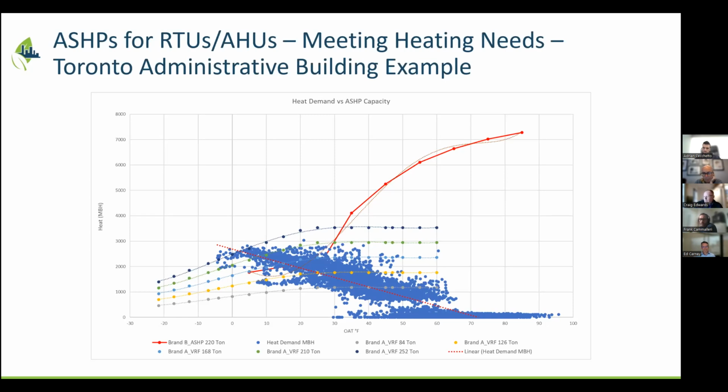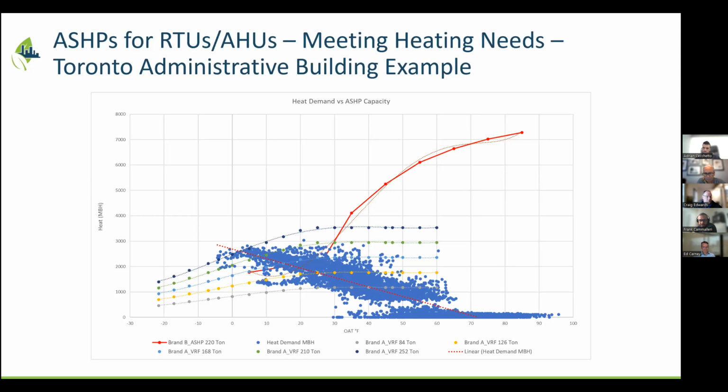But then we have a whole bunch of other curves. You'll see the blue, the green, the darker blue, the yellow, and the gray. Those are just varying sizes of VRF systems. I just wanted to plot and show you the characteristics of the different types of air source heat pumps that are available. This is actual data. All the dots there represent data points of actual real data.